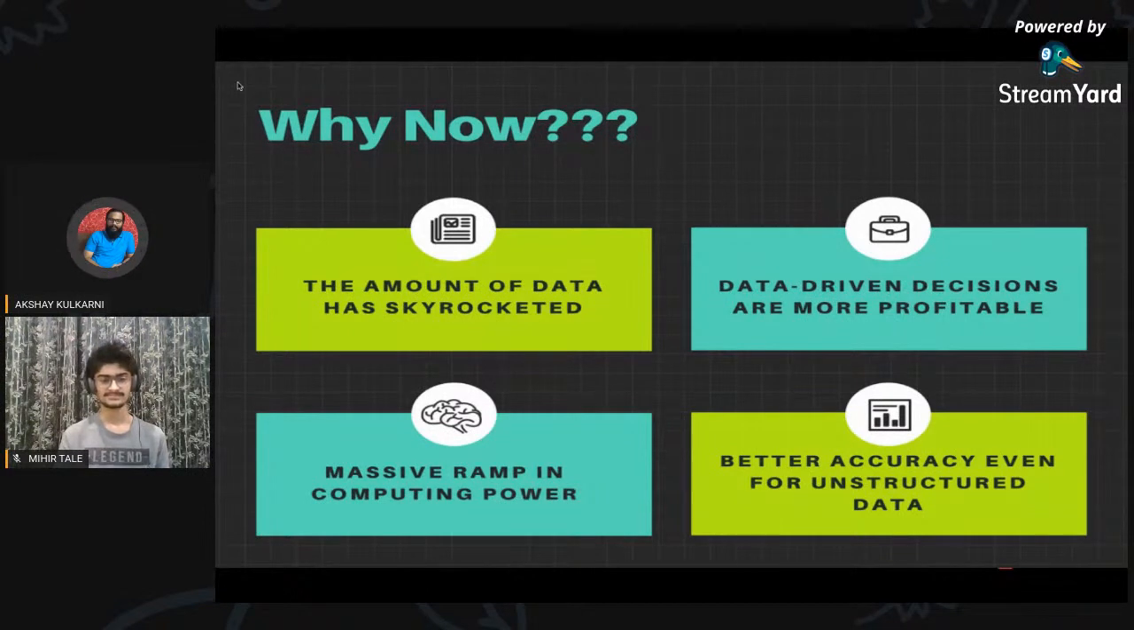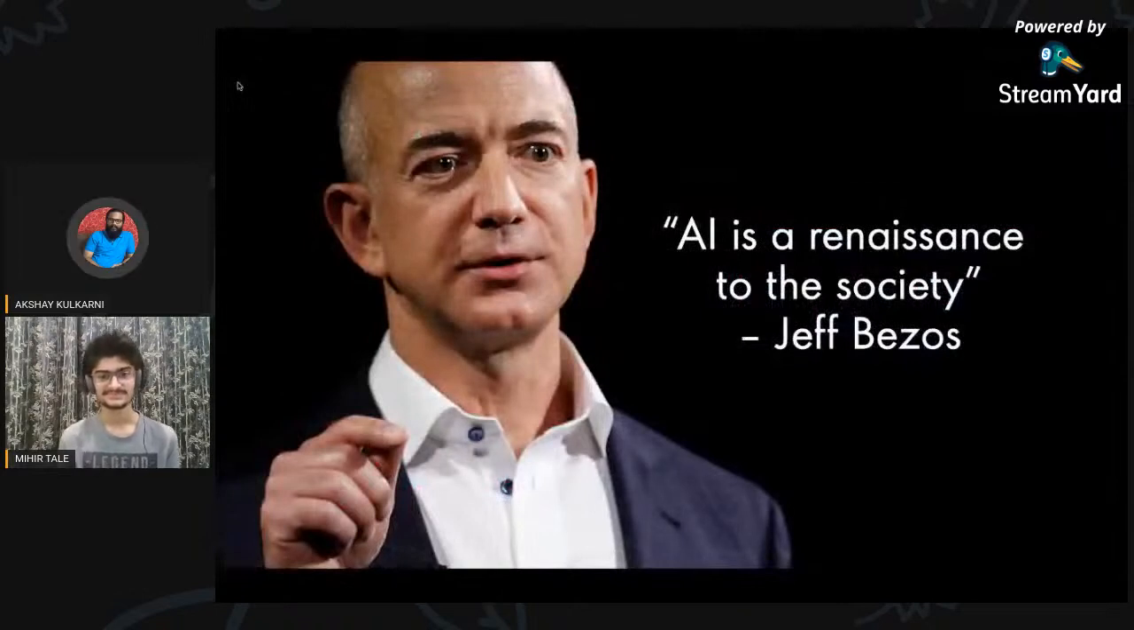The amount of data organizations started storing, and then every company started realizing that data-driven decisions are more profitable. We have algorithms to deal with unstructured data now, and one big reason is the ramp in computing power, big data, and the cloud coming into play. And these are a few of the industries and experts who are talking about how AI is going to play a role.